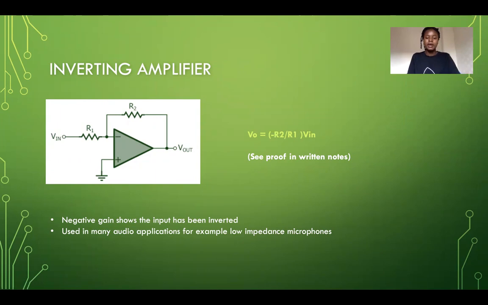Why is the inverting amplifier useful? It's useful because you can use it in many audio applications such as low impedance microphones, because it generally tends to have an overall low impedance. It's called an inverting amplifier because of the negative gain. So the minus one there shows that it's been inverted. V out has a negative sign compared to V in. And so that's just a brief summary of an inverting amplifier.